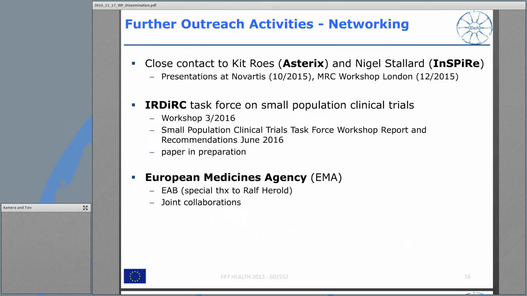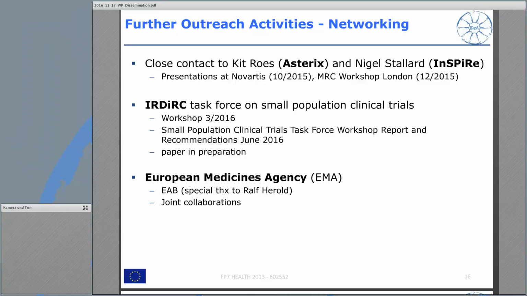The collaboration with the other two projects is also stressed on the next slide, slide number 16, where some of our external network is listed. So Dieter was in close contact with Kit Royce from Asterix and Nigel Stallard from Inspire. They did not only write joint papers, but they also gave joint presentations to raise awareness on statistical methodology for small populations. There's now also a close link to the IRDiRC task force on small populations, where, for example, Dieter is a member of the task force, and there have been already several activities.